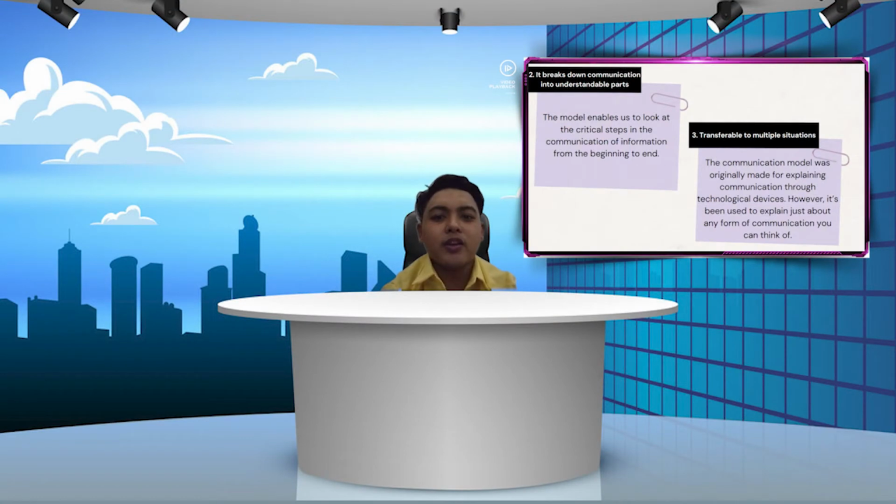Number 2 is break down communication into understandable parts. The model enables us to look at the critical steps in the communication of information from beginning to end. Number 3, transferable for multiple situations. The communication model was originally made for explaining communication through technological devices, however, it's been used to explain just about any form of communication you can think of.